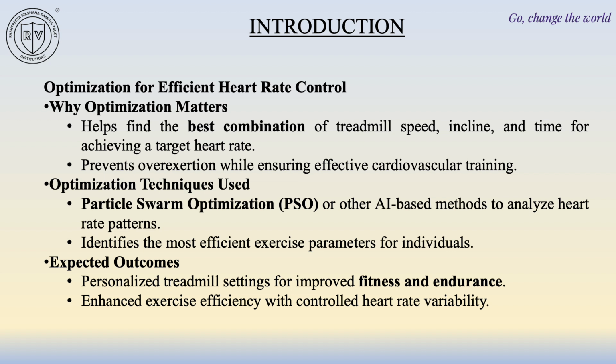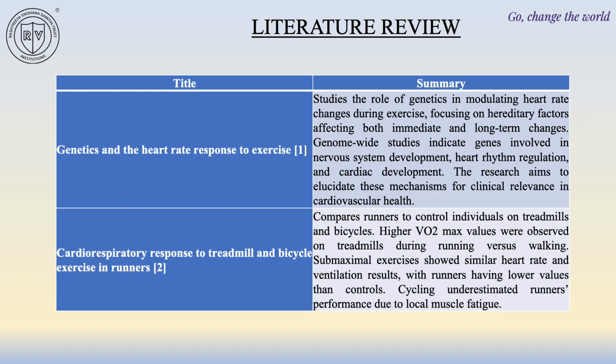As I said, I'm going to use particle swarm optimization, where I'm going to obtain the data from Minitab and use Python coding to analyze the best parameters. My expected outcome is improved fitness and endurance, and enhanced exercise efficiency with controlled heart rate variability. Regarding this, I've referred to several papers from reputed journals like Elsevier and Springer.